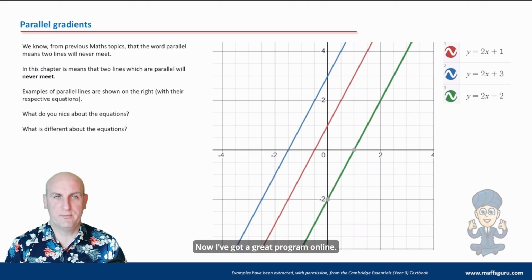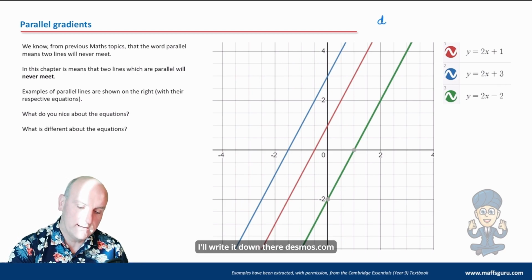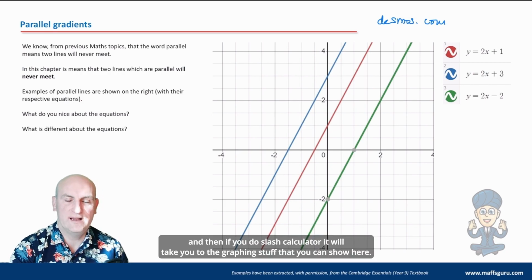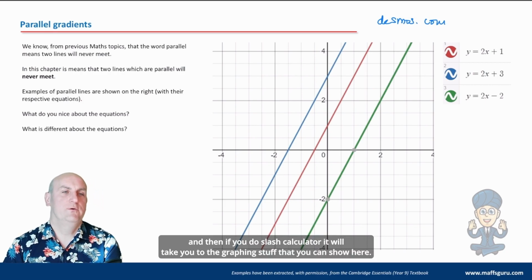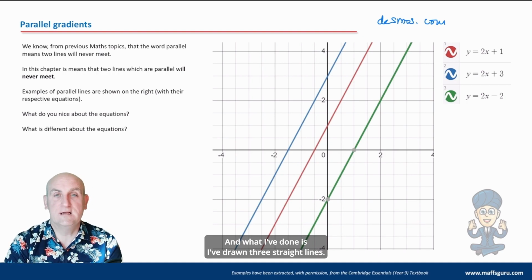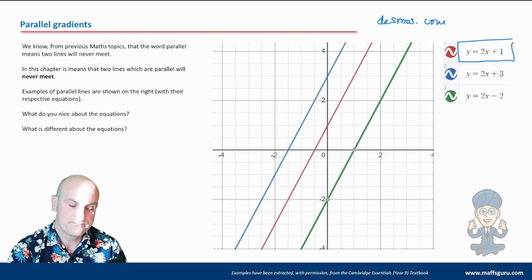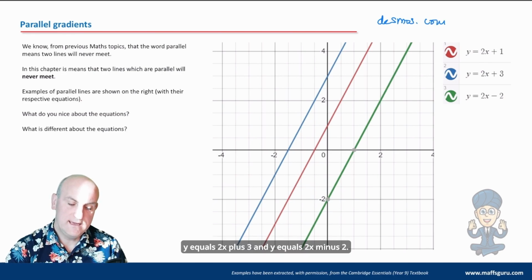Now, I've got a great program online. You get it for free as well, called desmos.com. I'll write it down there, desmos.com. And if you do /calculator, it will take you to the graphing tool that you can see here. What I've done is I've drawn 3 straight lines. Those straight lines have equations y equals 2x plus 1, y equals 2x plus 3, and y equals 2x minus 2.